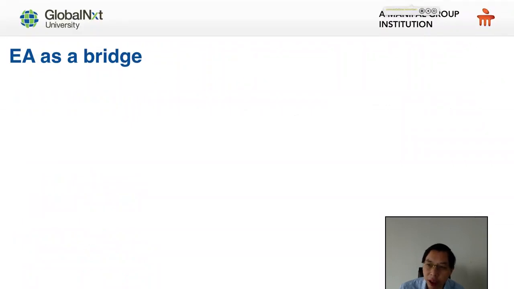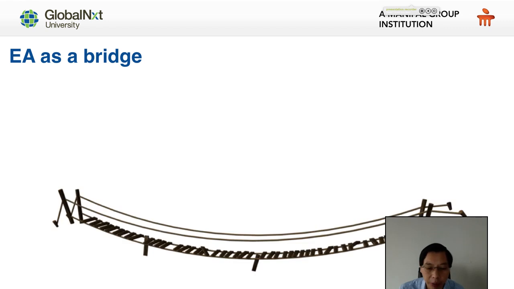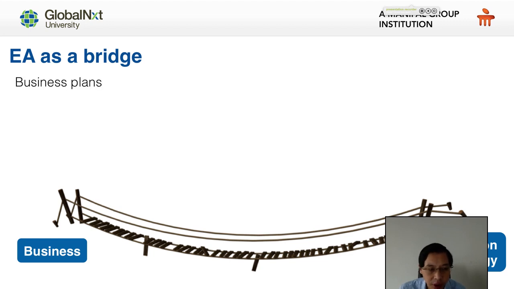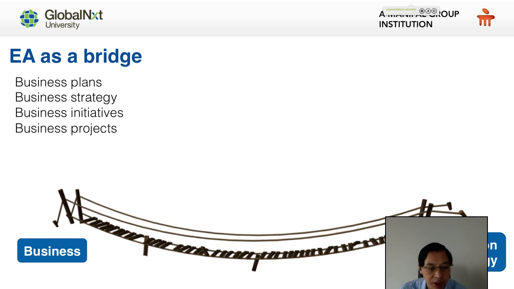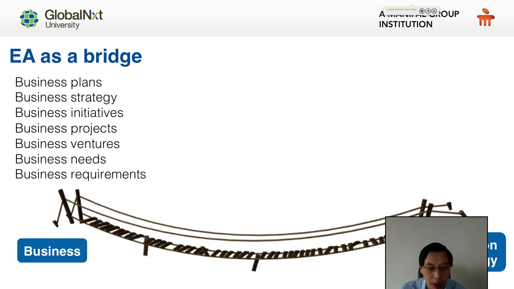I like to think of enterprise architecture as a kind of bridge. So here's the bridge. On one side of the bridge you have the business, and on the other side of the bridge you have your information technology. On the business side you've got various things happening: your business plans, your business strategy, various business initiatives, business projects, new business ventures, business needs and business requirements. So a lot of businessy things happening.